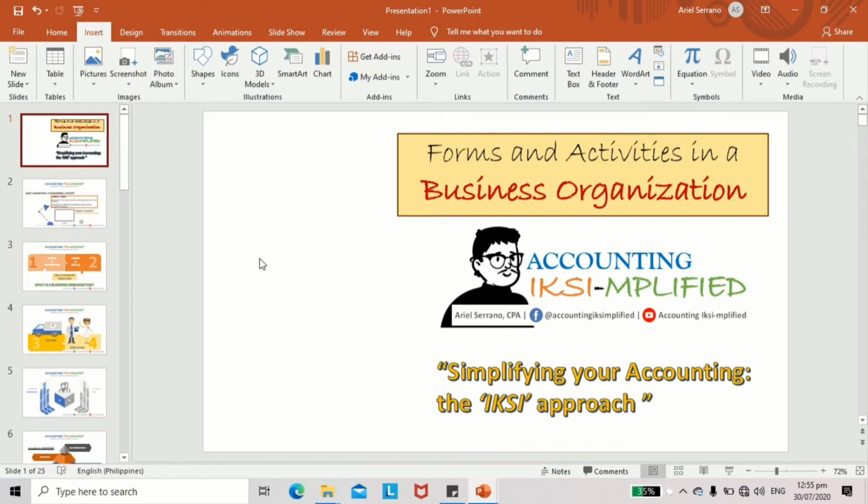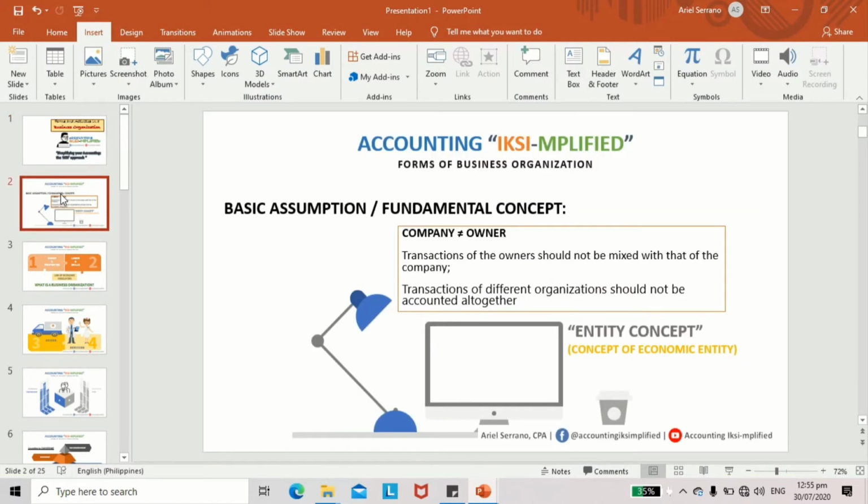business organization. So, when we are dealing with transactions, we are dealing with organizations, and the organization's type or structure depends on the management or depends on the owner and its intended purpose. Now, before we define what a business organization is, let me first discuss the concept of economic entity or entity concept. This is one of the underlying assumptions in accounting or the fundamental concepts.